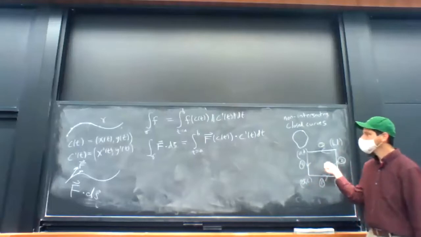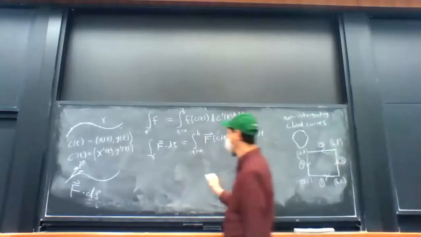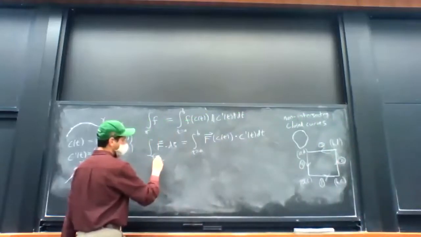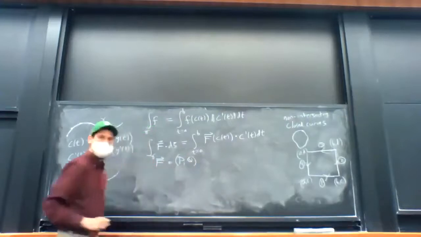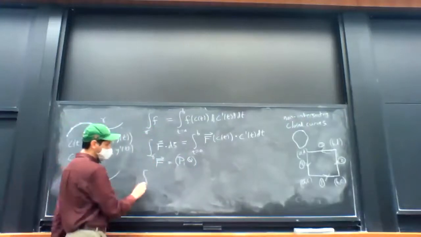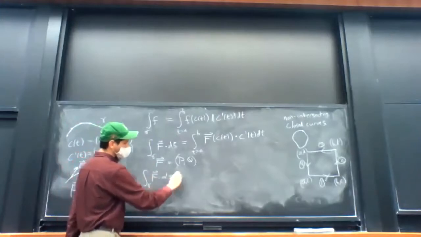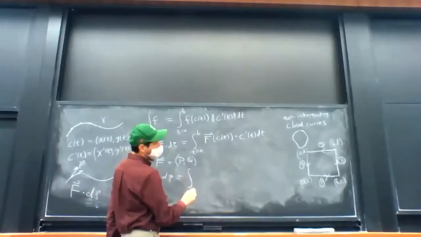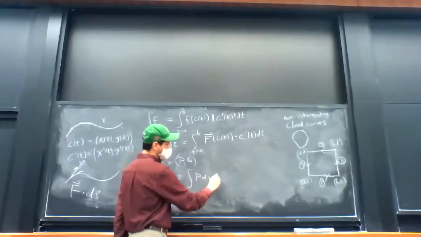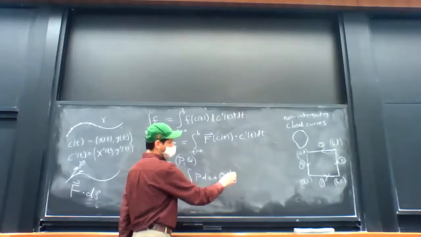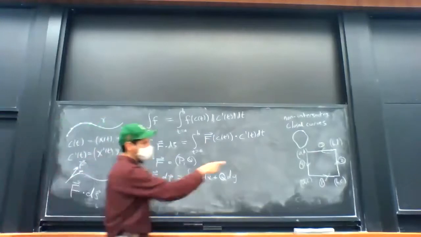X prime of t. So when we look at the integral of f dot ds over something like this, let's say f is equal to p comma q. Then the integral over gamma of f dot ds, I can view this as the integral of p dx plus q dy, for our rectangle here.